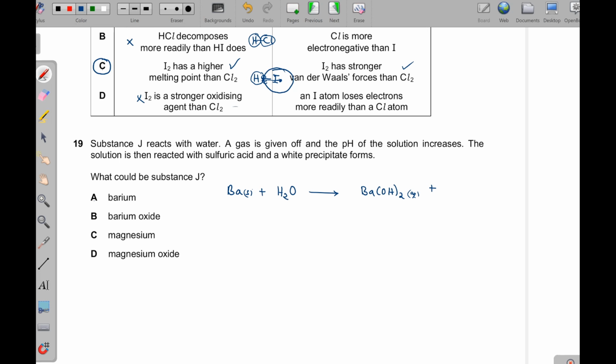Plus the hydrogen as a gas given off. So this one will be 2 hydrogens and 2 hydrogens. That one makes it 4. So I'll put a 2 here, then oxygen 2, oxygen 2. That is the one here.